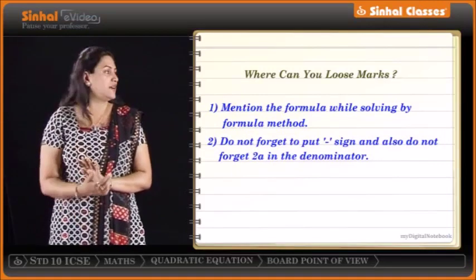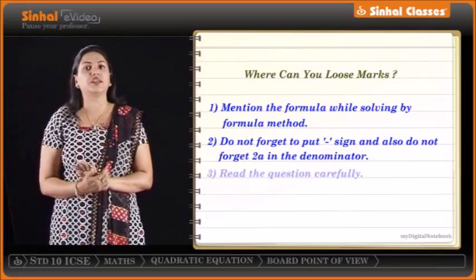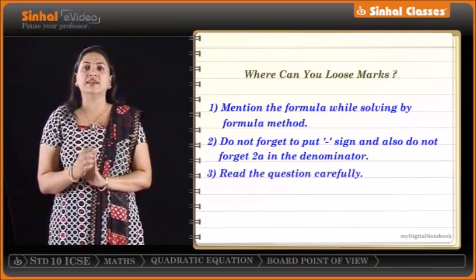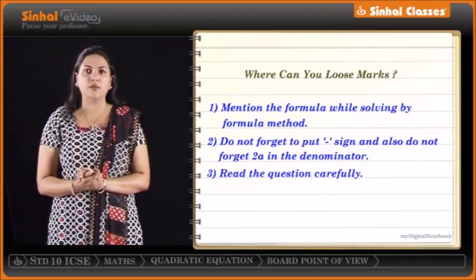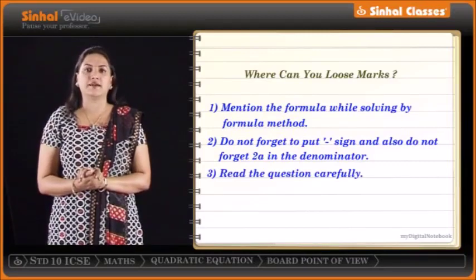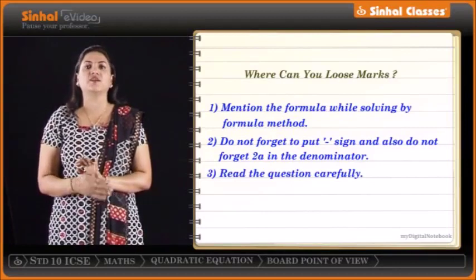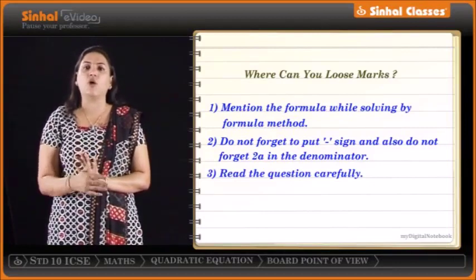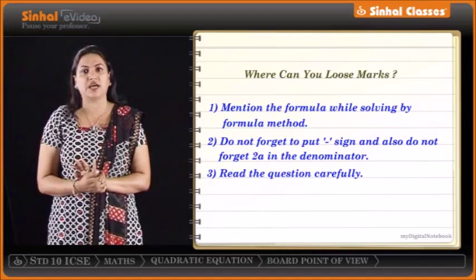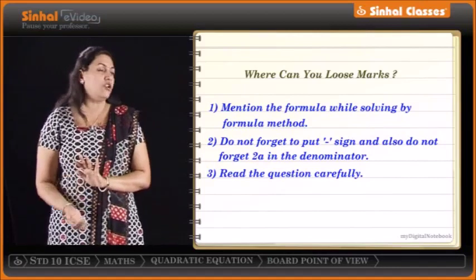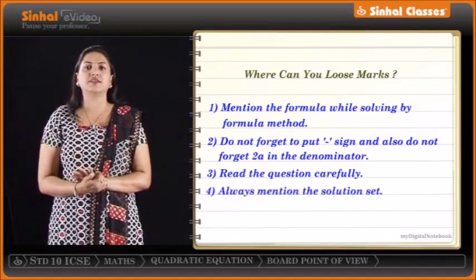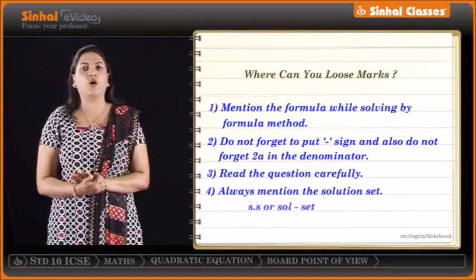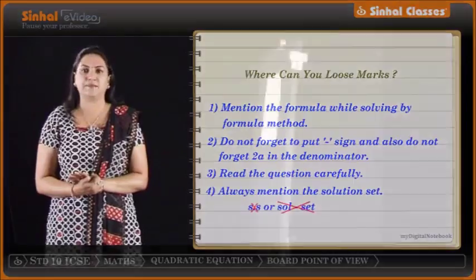Now the third point here would be read the question carefully, that is see what is given to you. Leave the answer in radical form or write the answer correct to 2 decimal places, 3 decimal places or to 2 significant figures and so on. Then always mention the solution set. No short forms such as SS or solve set will be accepted.